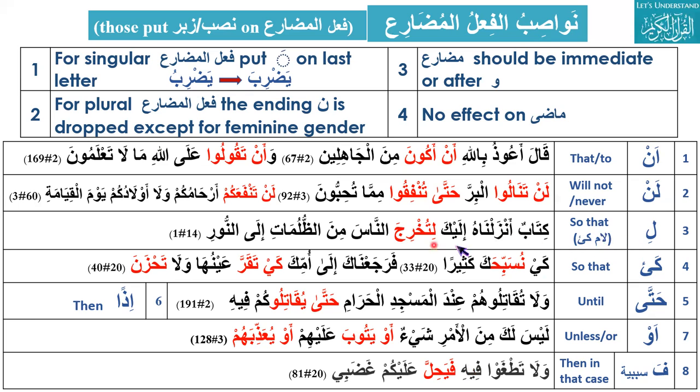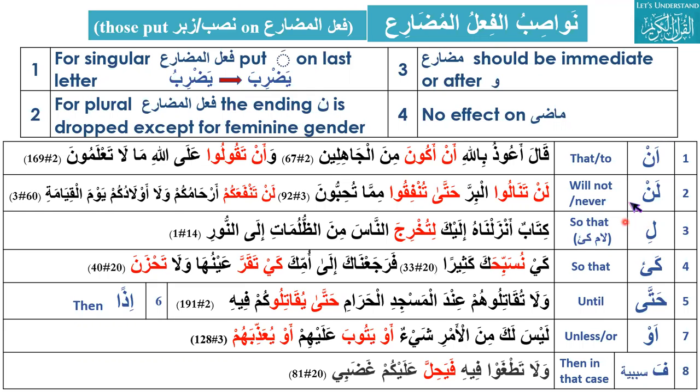If li is making it mansoob, fi'l mudari as mansoob, like for singular it puts a zabar, and for plural the ending noon is dropped in if'al khamsa, then that li is called lam kai. And this li is not that li which we normally discuss most of the time, that means for, and that comes just before a noun, not with the fail, not with a verb. So if li is making it mansoob, then this li is lam kai. We will discuss the types of li, but this is very important to have in our mind.